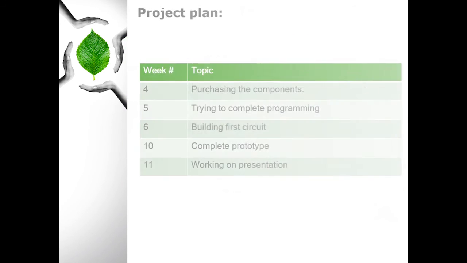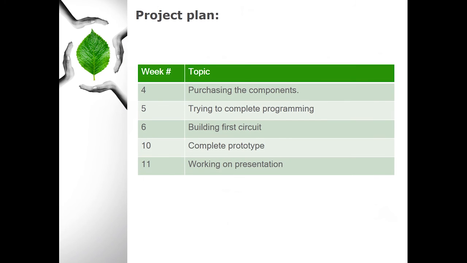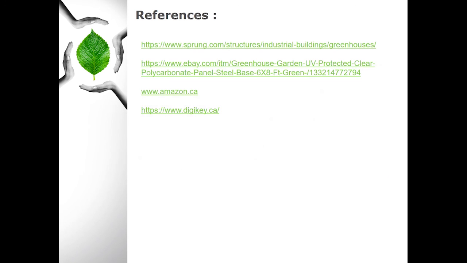Let's look at the schedule. We will purchase the components before week 4. In weeks 5 and 6, programming the system will be completed. In weeks 6 and 7, we build the first circuit. And before week 10, we will complete the prototype. And lastly, we will work on the presentation.